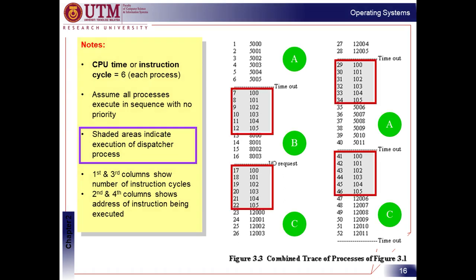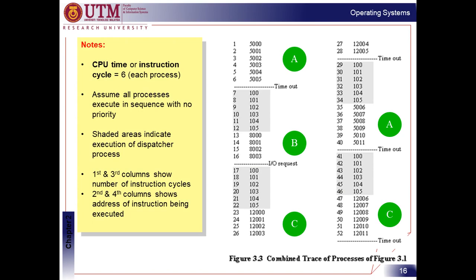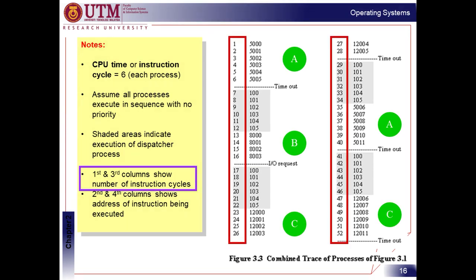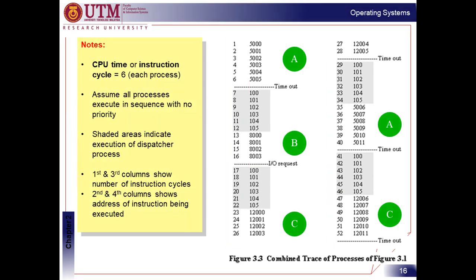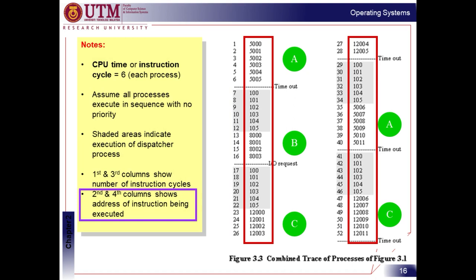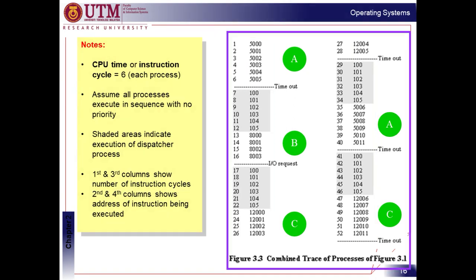The shaded areas in all tables show how much time the dispatcher takes to run. Columns 1 and 3 are the number of instruction cycles. Columns 2 and 4 are the memory addresses where the instructions are executed. Based on the setup, let's take a look at the combination of all traces of processes in figure 3.3.